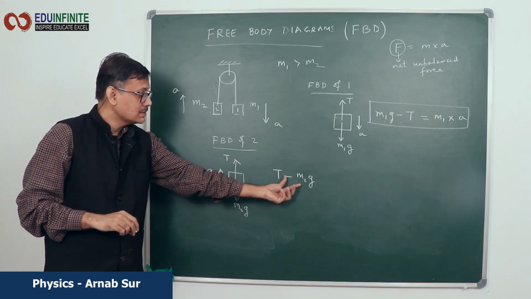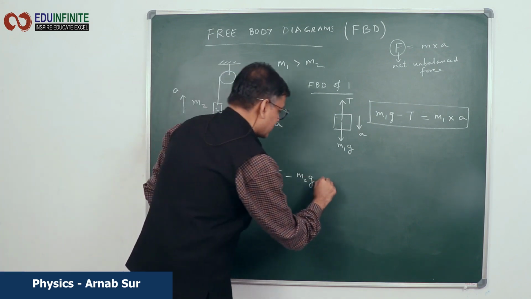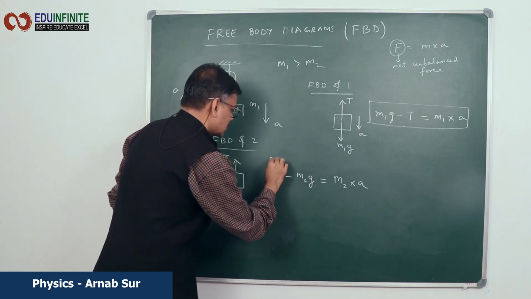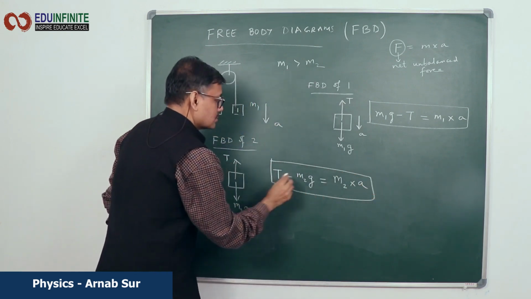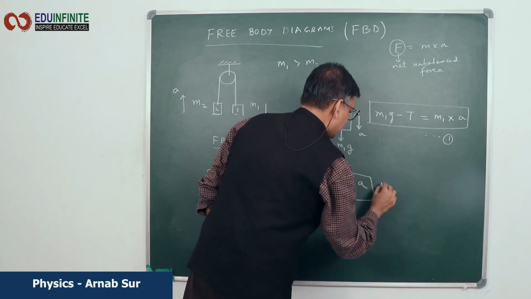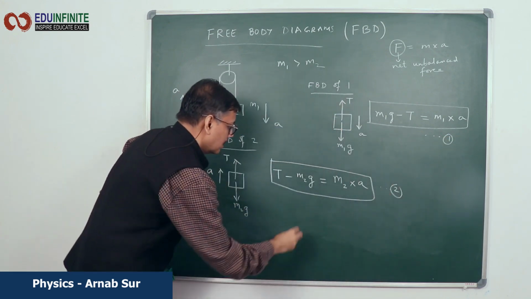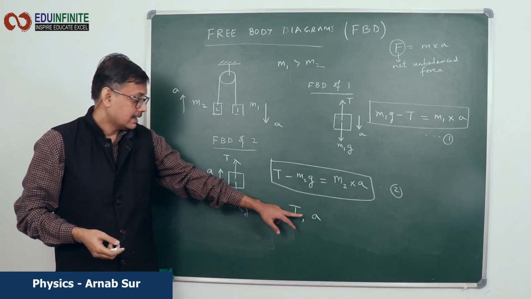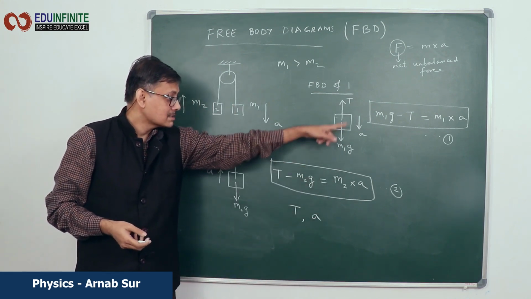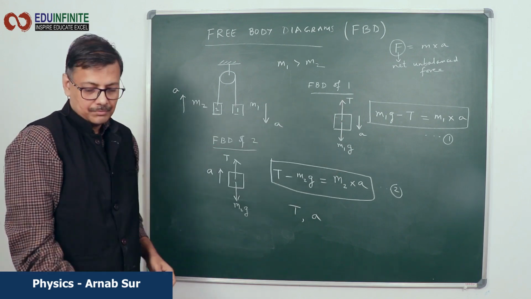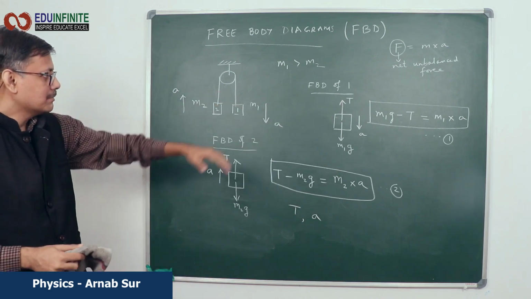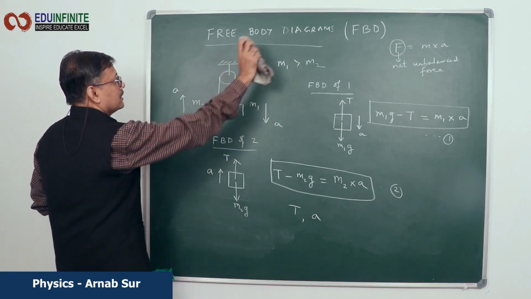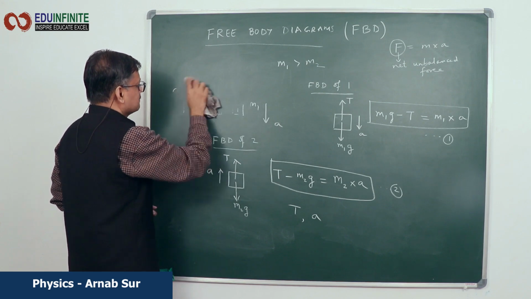Net unbalanced force: obviously this T will be greater than M2G because the acceleration is in the upward direction. So T minus M2G is the net unbalanced force, and that should be equal to mass M2 into a. This will be my second equation. If this was equation 1, this will be equation 2. And see, there are two unknowns, tension and the acceleration, which can be solved simultaneously from these two fundamental equations. So this is one type of problem that comes on free body diagrams. Okay, let me move on to another case.